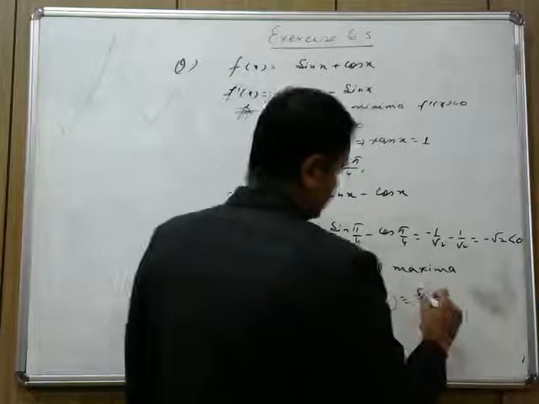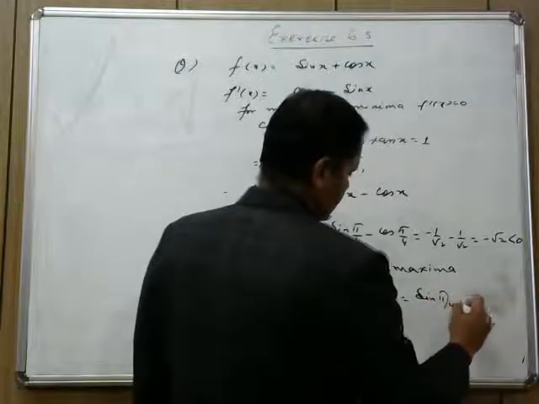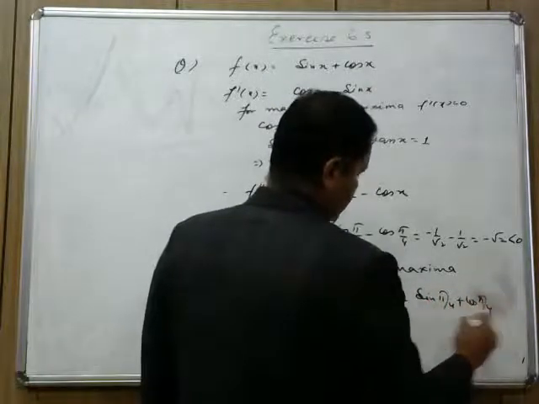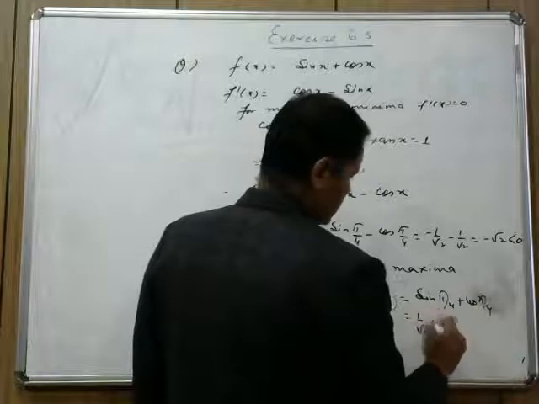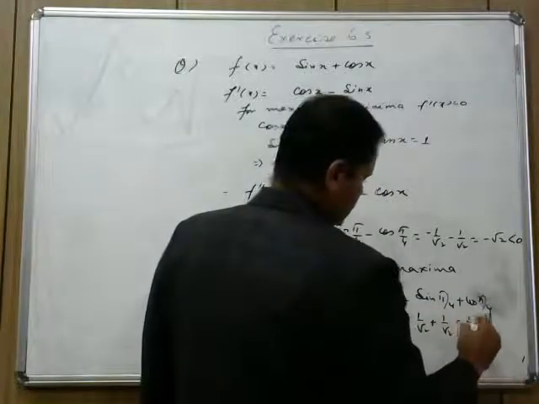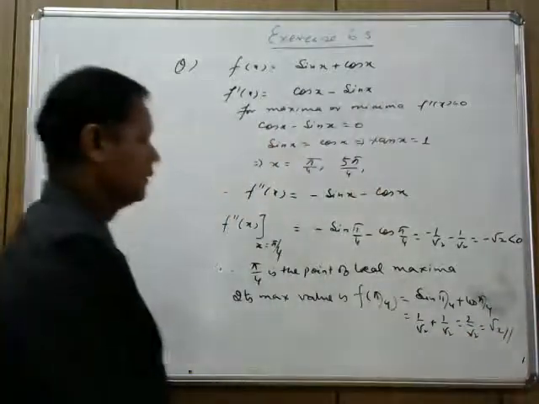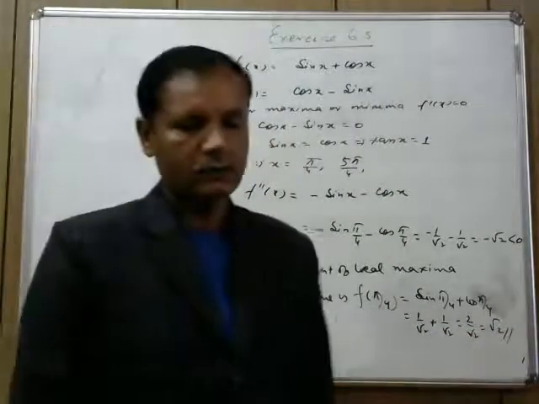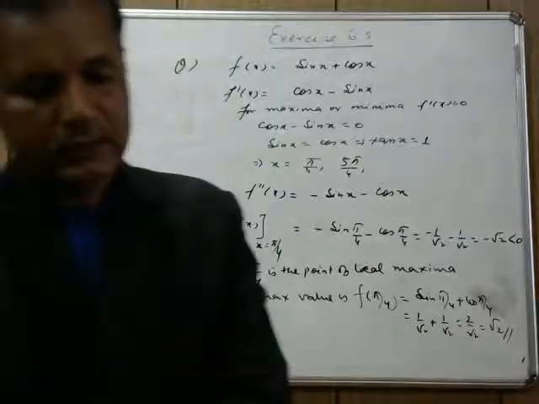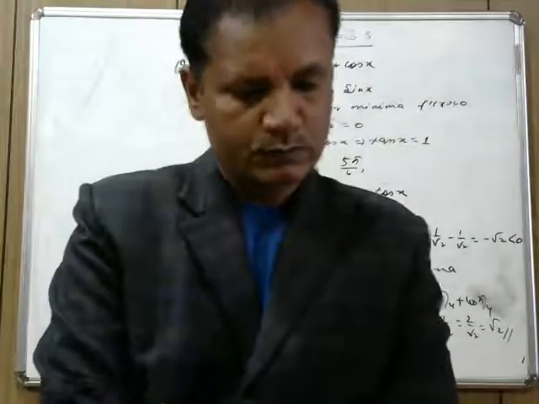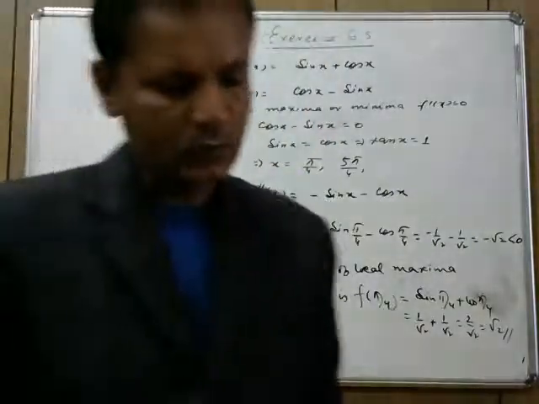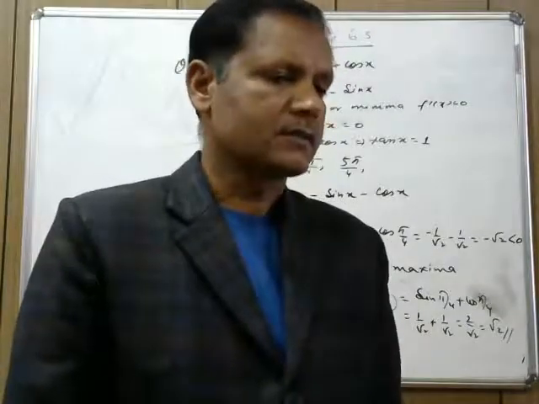f of pi by 4 is equal to sin pi by 4 plus cos pi by 4, that is 1 by root 2 plus 1 by root 2, which is equal to 2 by root 2 and is equal to root 2, right? So now it attains the maximum value root 2. The question was, what is the maximum value of the given function sin x plus cos x?